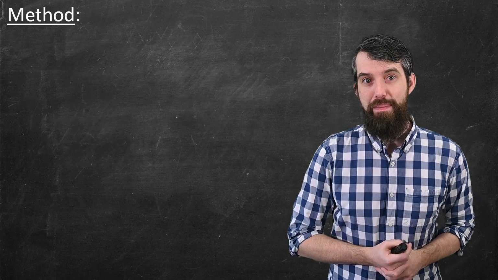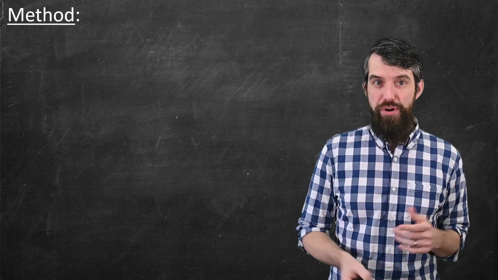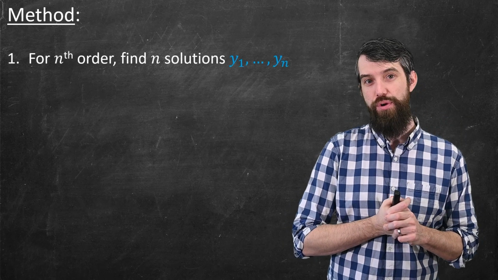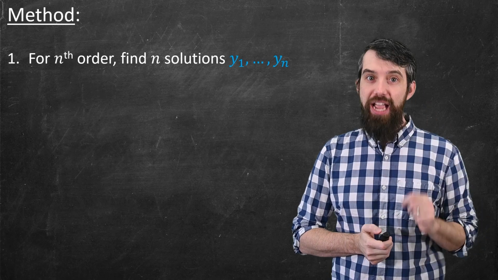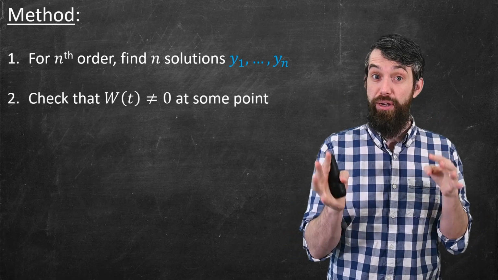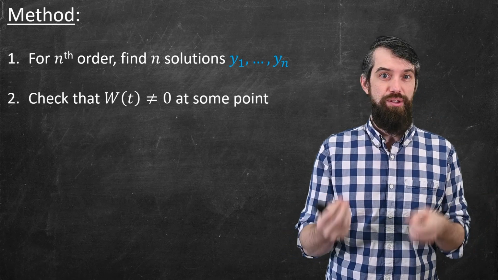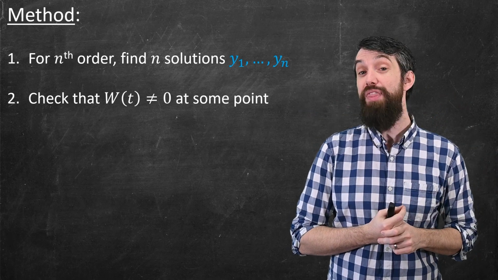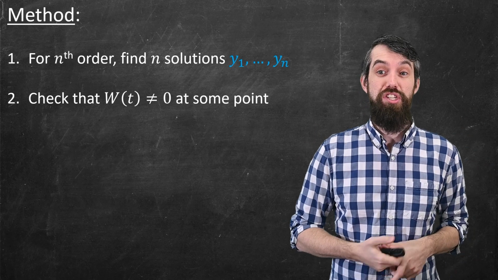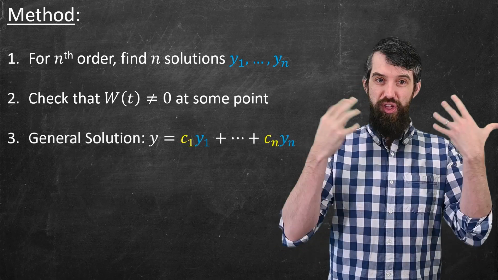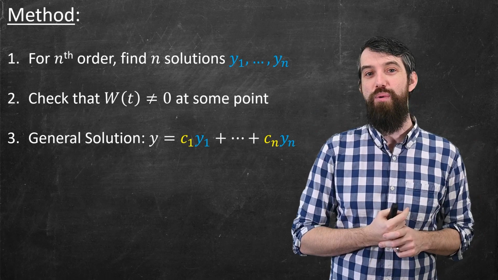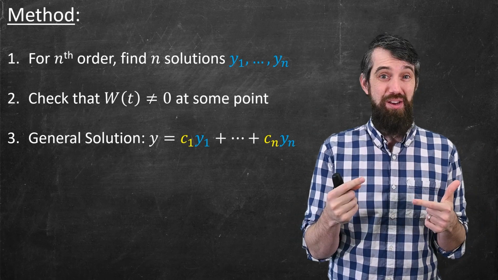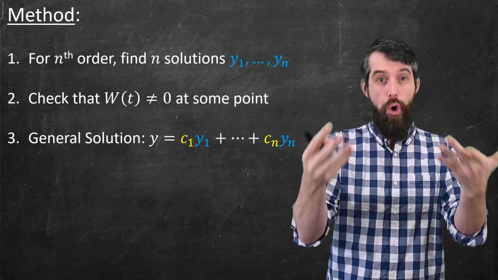So this gives us the following method. If I'm trying to solve an nth order differential equation, what I do is first, I need to find n solutions to that nth order differential equation. Then I need to check that indeed those n solutions are linearly independent, which we have a test for. You take the Wronskian, you see whether it's non-zero at some point in the relevant intervals. And then if you have that, you're done. You can just go to the general solution immediately. It's the linear combinations of the y1 down to the yn. That's your general solution.